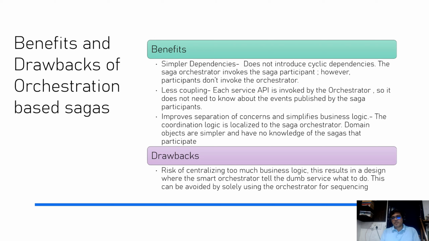Drawback: risk of centralizing too much business logic. This results in a design where a smart orchestrator tells the dumb service what to do. This can be avoided by using the orchestrator solely for sequencing. So again, there are ways and mechanisms to do away with the drawback.